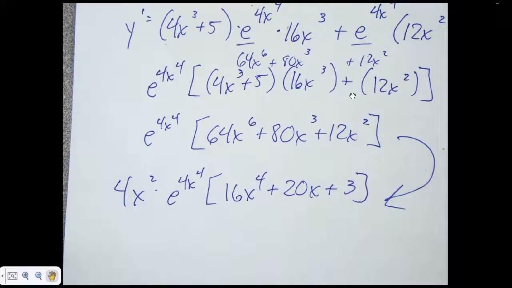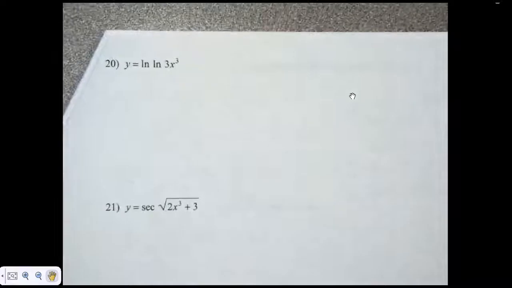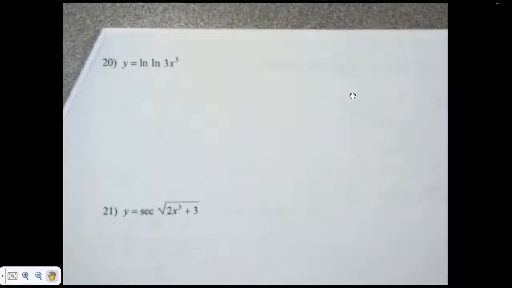I'd like to do another one or two, but you guys tell me, look through it and see, holy crap, this one looks tough, or whatever you see. Maybe let's do this. Try 20. 20 is interesting. Yeah, ln of ln of 3x cubed. I'll give you a minute to try it, then I'll go through.